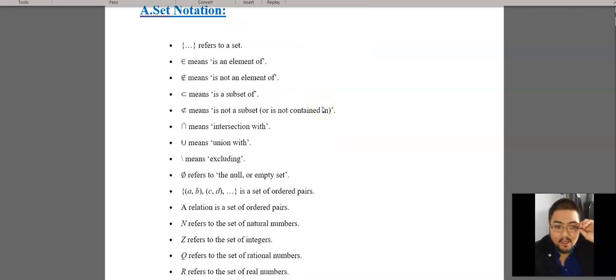So the first one is curly brackets, which refers to a set of numbers. We need to be careful that we don't use, for example, square brackets or round brackets, or just write the numbers out as they are. We don't want to do that. We want to make sure that when we represent a set, we represent it with curly brackets.